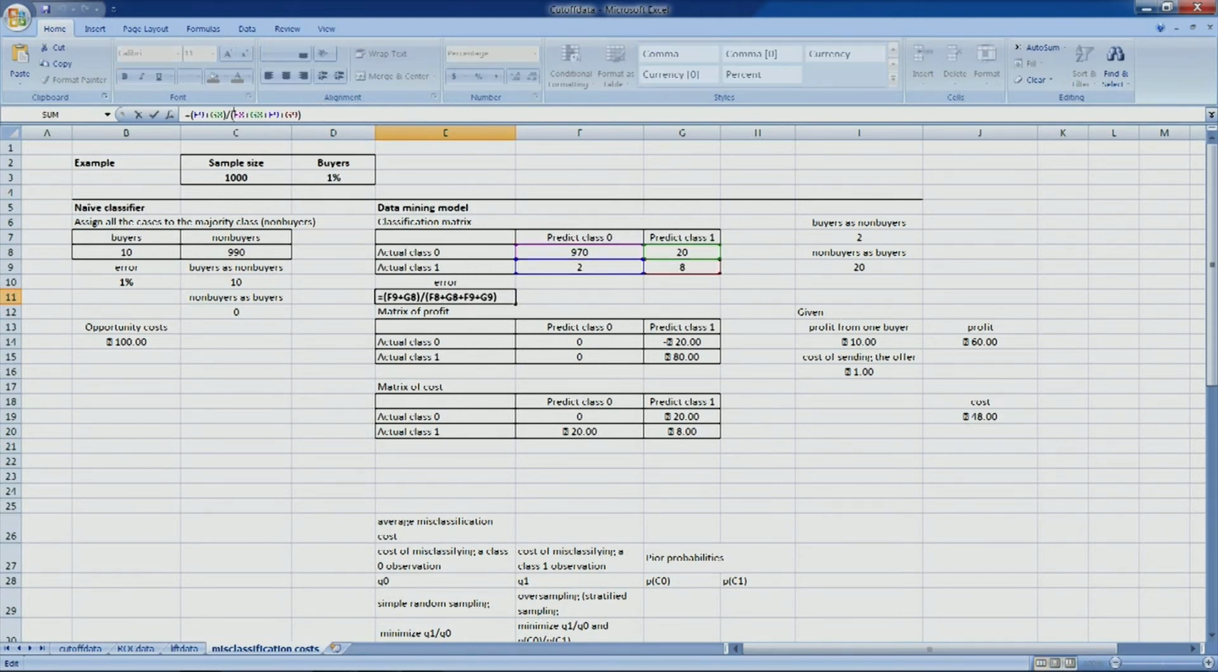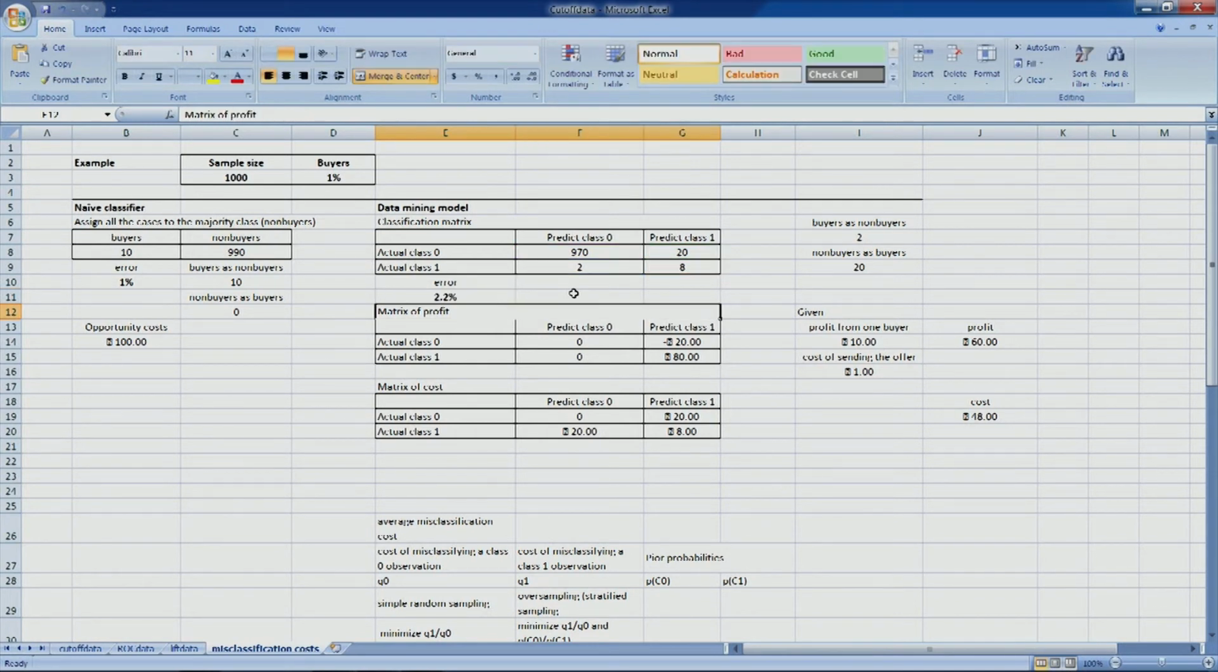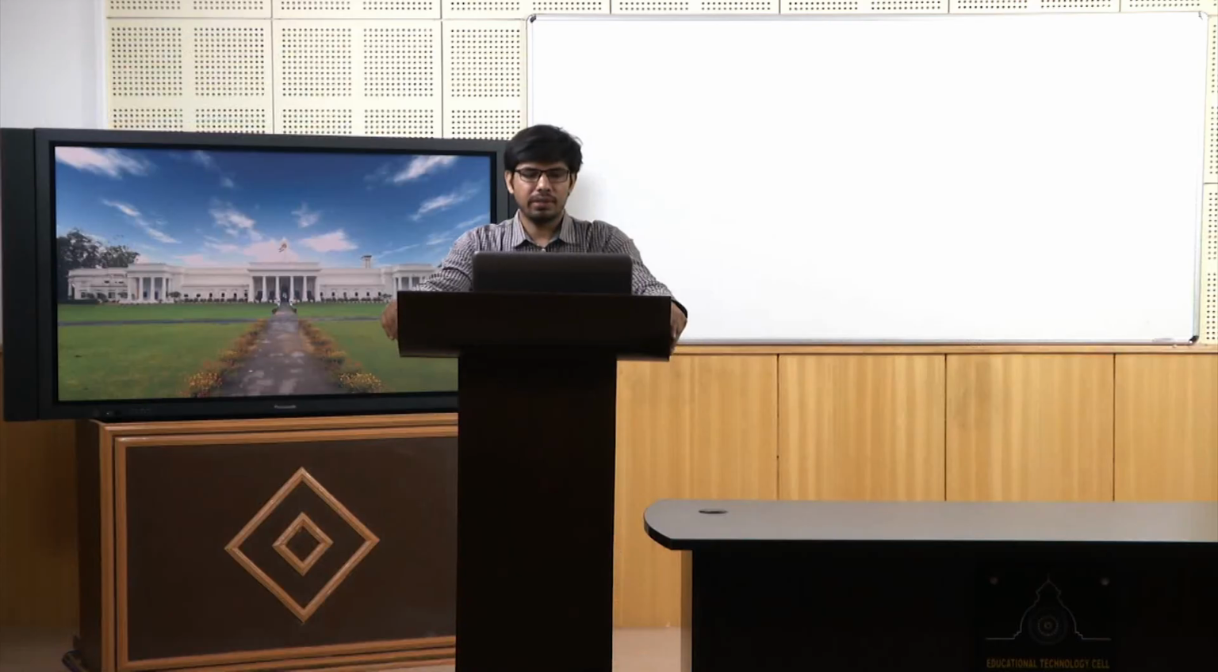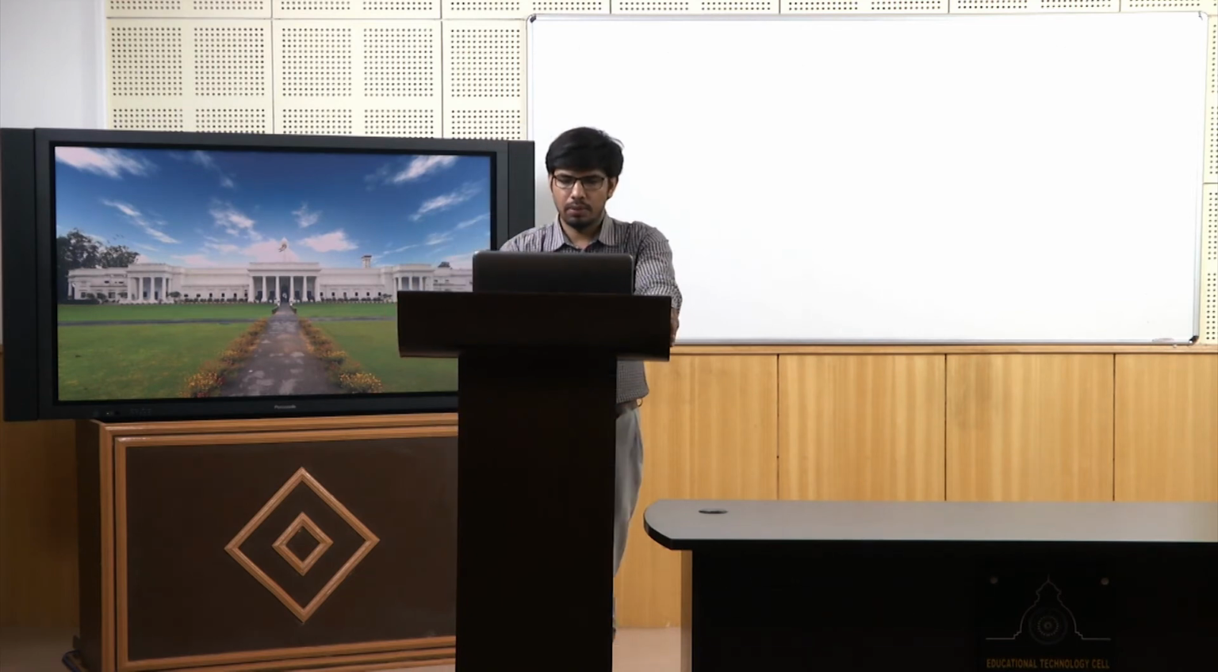You can look at this particular value. You can see here the off-diagonal values divided by all the observations give us the error, that is 2.2%. If we compare this scenario with the naive classifier, the error is on the higher side. But if we look at the classification matrix, now we are able to identify 8 buyers correctly. So that will give us some profit.